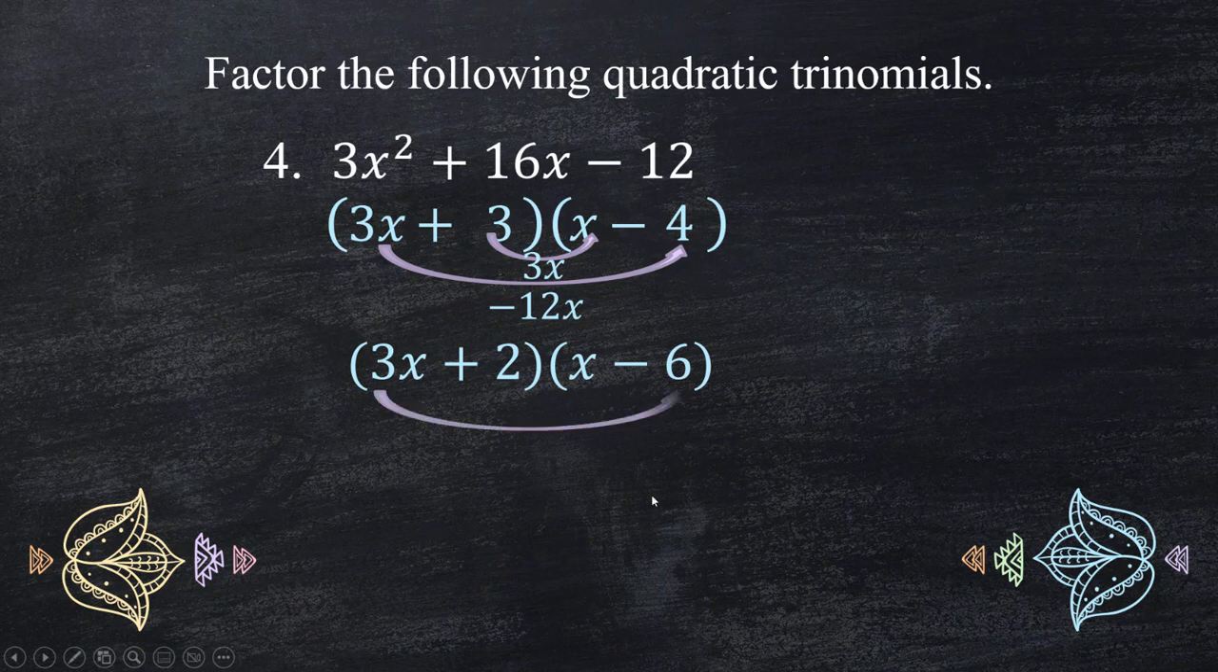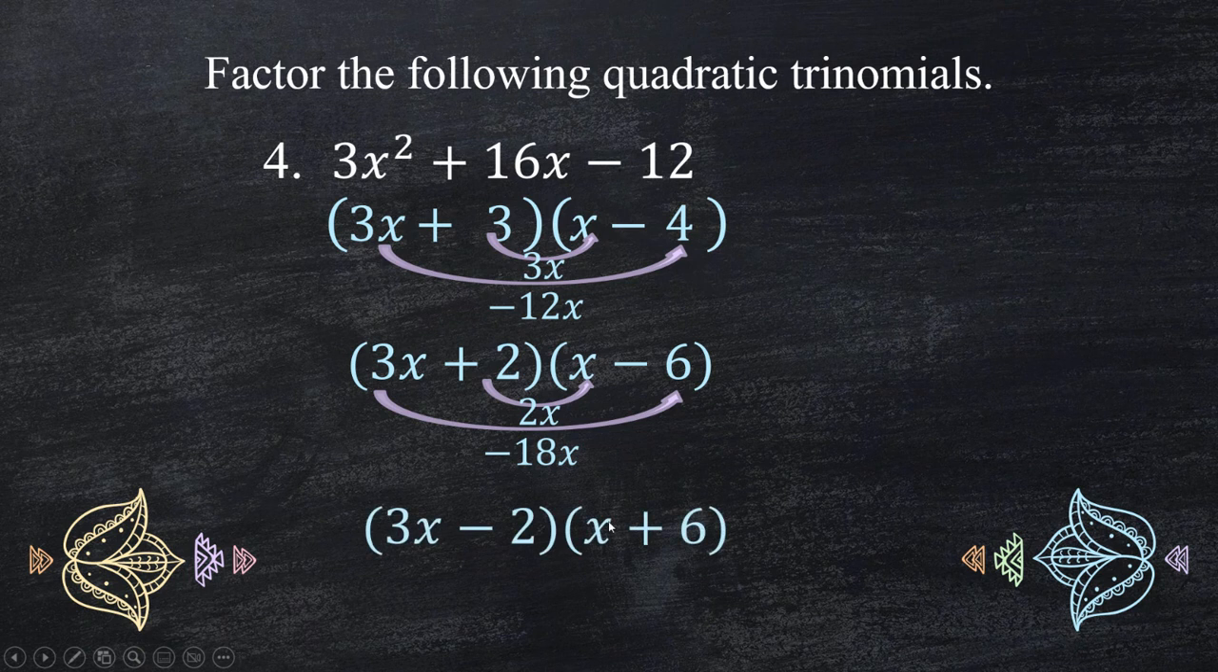My outside product is negative 18x. My inside product is 2x. Now this is where it gets interesting. I have a negative 18x plus 2x. That's negative 16x. But I need a positive 16x. So maybe there's something we can do with my second guess to slightly change it to where it'll work for my true factors, okay? And what I do there is I swap these, okay?